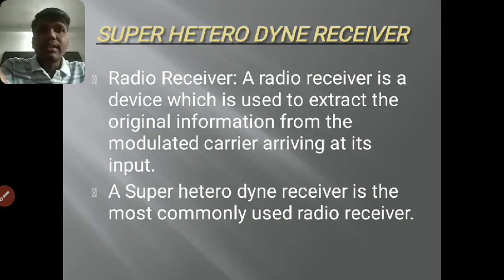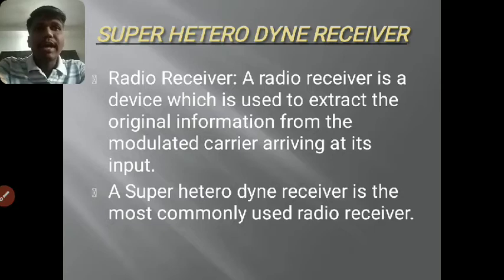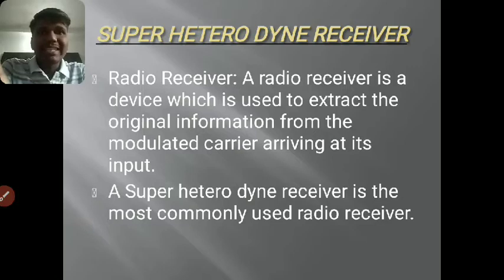Today we will discuss a very important demodulation process, the superheterodyne receiver, and its block diagram used for radio receiver signals. First, what is a radio receiver? A radio receiver is an electronic device used to extract the original information from the modulated carrier arriving at its input.